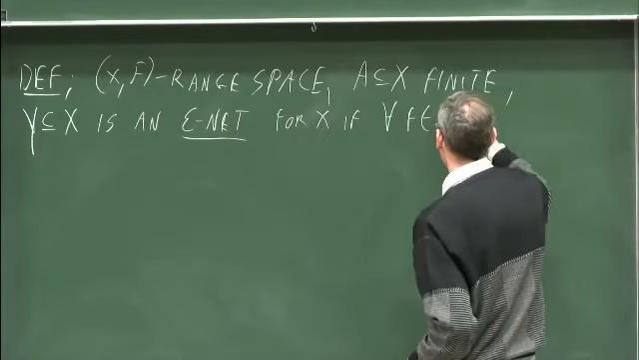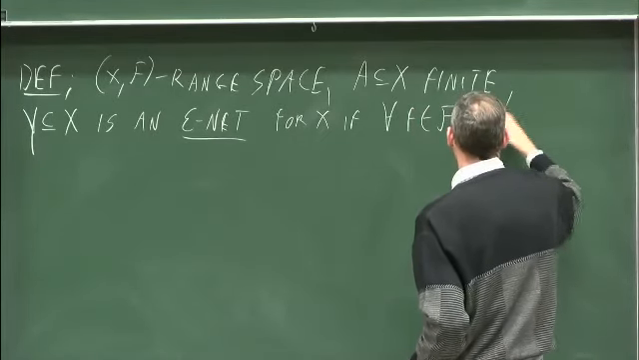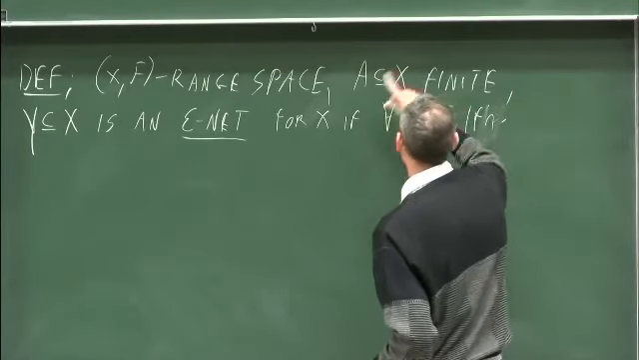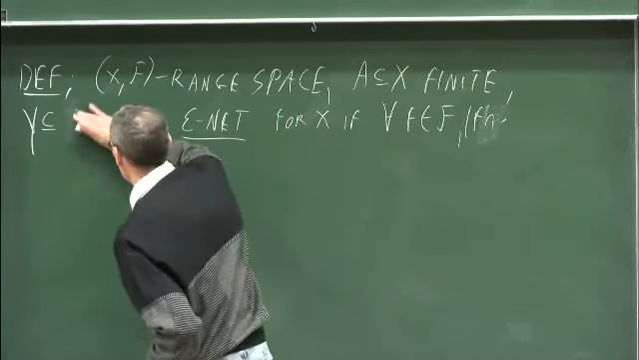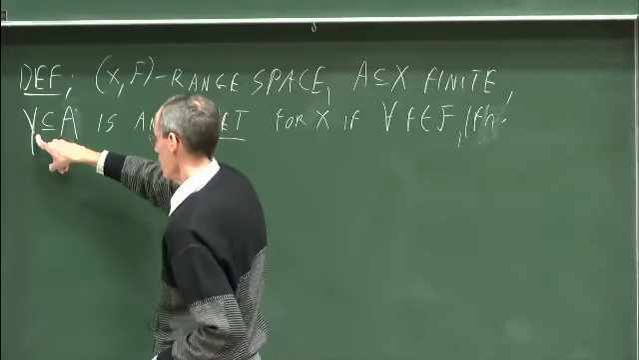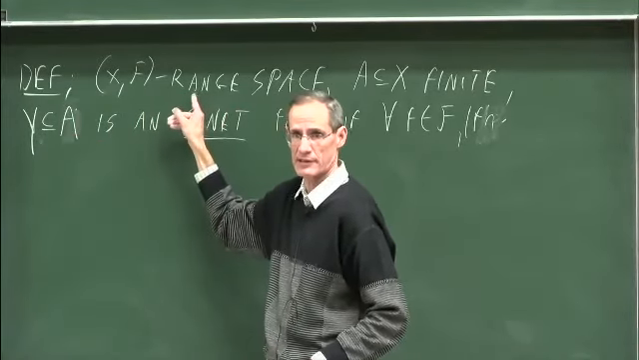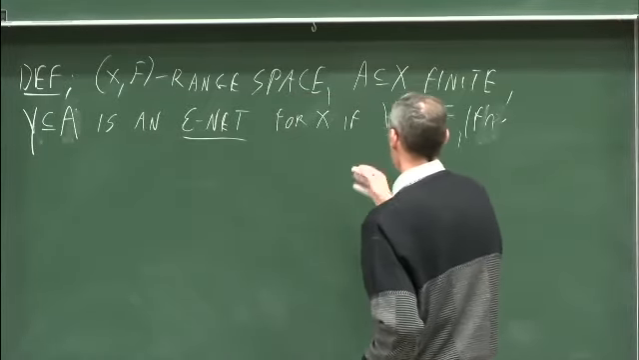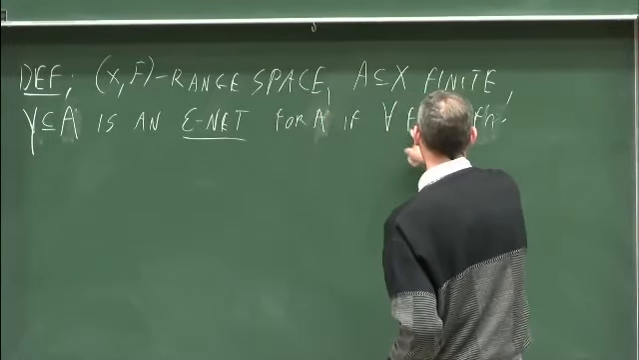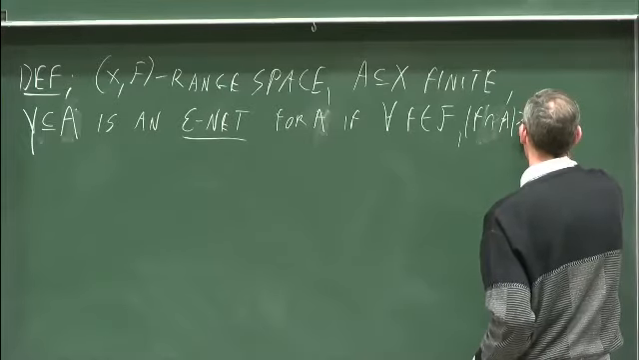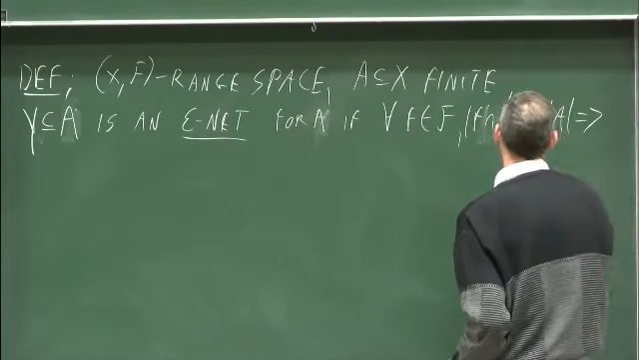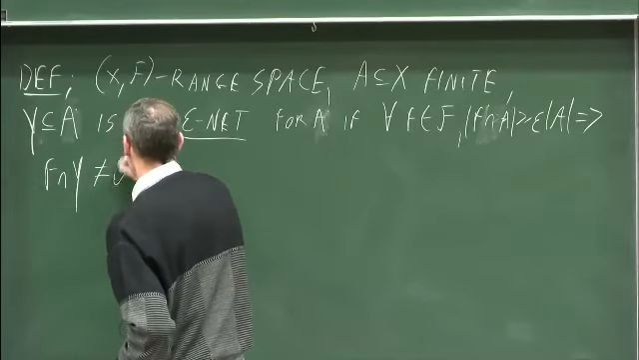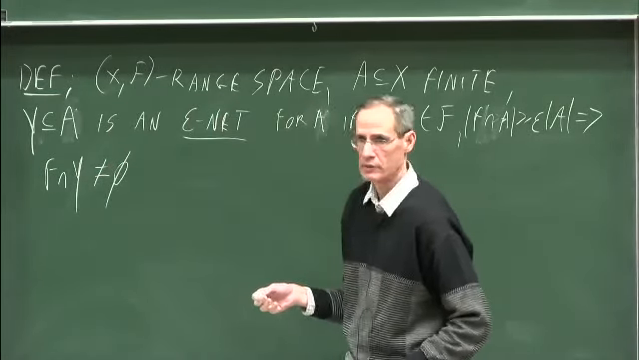So I want Y to be a subset of A, the finite set I started with. Y, a subset of A, is an epsilon net for A if for every f in F, if f intersection A is at least epsilon times the size of A, then f intersects Y in at least one point.